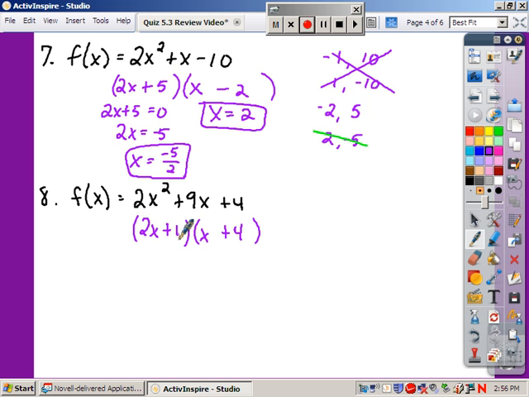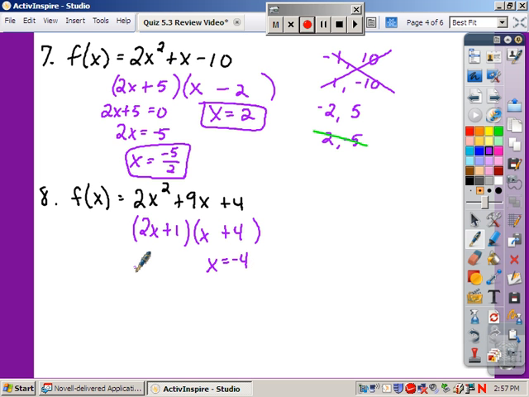And if I did FOIL, I would get 2x squared. Outside would give me 8x. Inside would give me 1x. Together, there's the 9x. And then 1 times 4 is 4. So these factors turn out to be correct. And like I said, once you get the hang of it, sometimes you guess them on the first try.